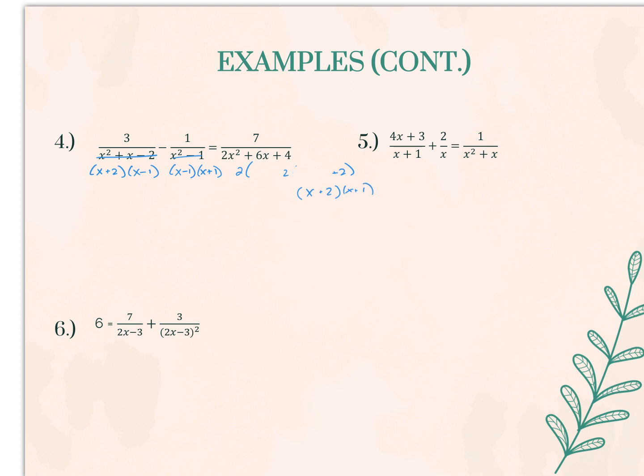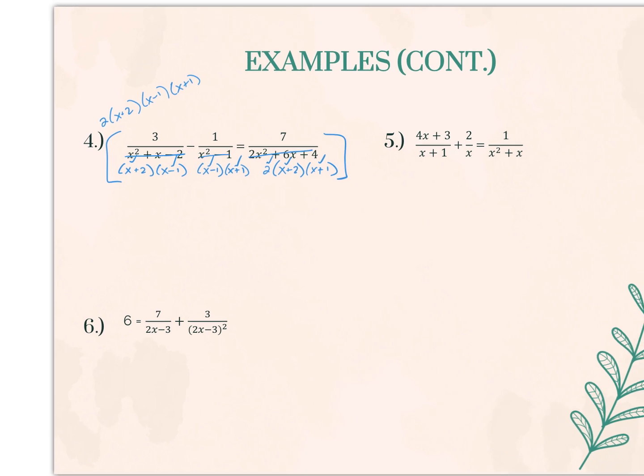So let me kind of clean this up. 2 times x plus 2 and x plus 1. So when I'm looking for my least common denominator, I've got to look at all these factors. Every single one of these factors has to be represented in my least common denominator. So it's going to be 2, which is this one. It's going to be an x plus 2, which takes care of these. It's going to be an x minus 1, which takes care of these, and then an x plus 1. So there's a lot of factors here, but notice I'm going through and I'm checking them all off. So just take your time.